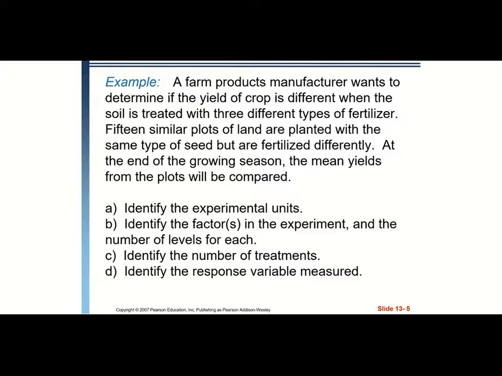Part B, identify the factor. Okay, the thing that we're manipulating is the type of fertilizer. The number of levels is 3 because we have 3 different types of fertilizer. The number of treatments is just the combination of all the different factors and all the different levels. It's easy when we just have one factor, okay, because that makes it the number of levels we have. One factor at 3 levels means there's 3 treatments. Lastly, part D, the response variable is what we're measuring. And in this case, we're measuring the mean yield from the plots.